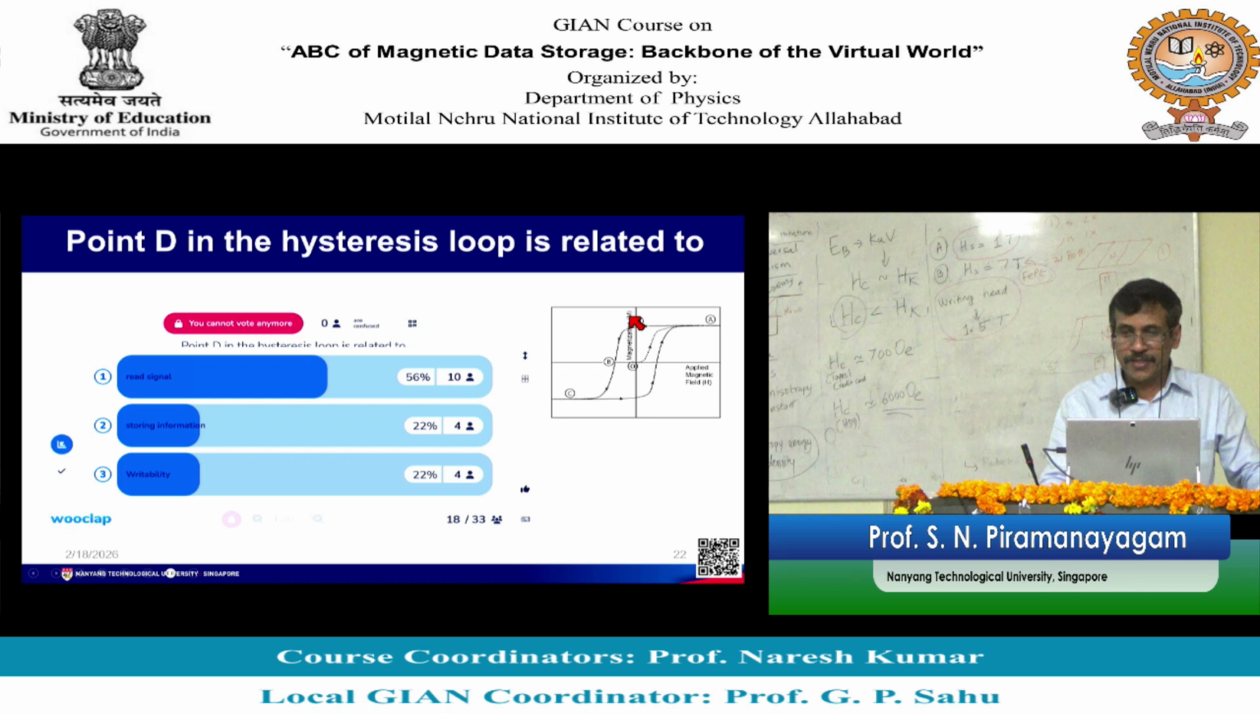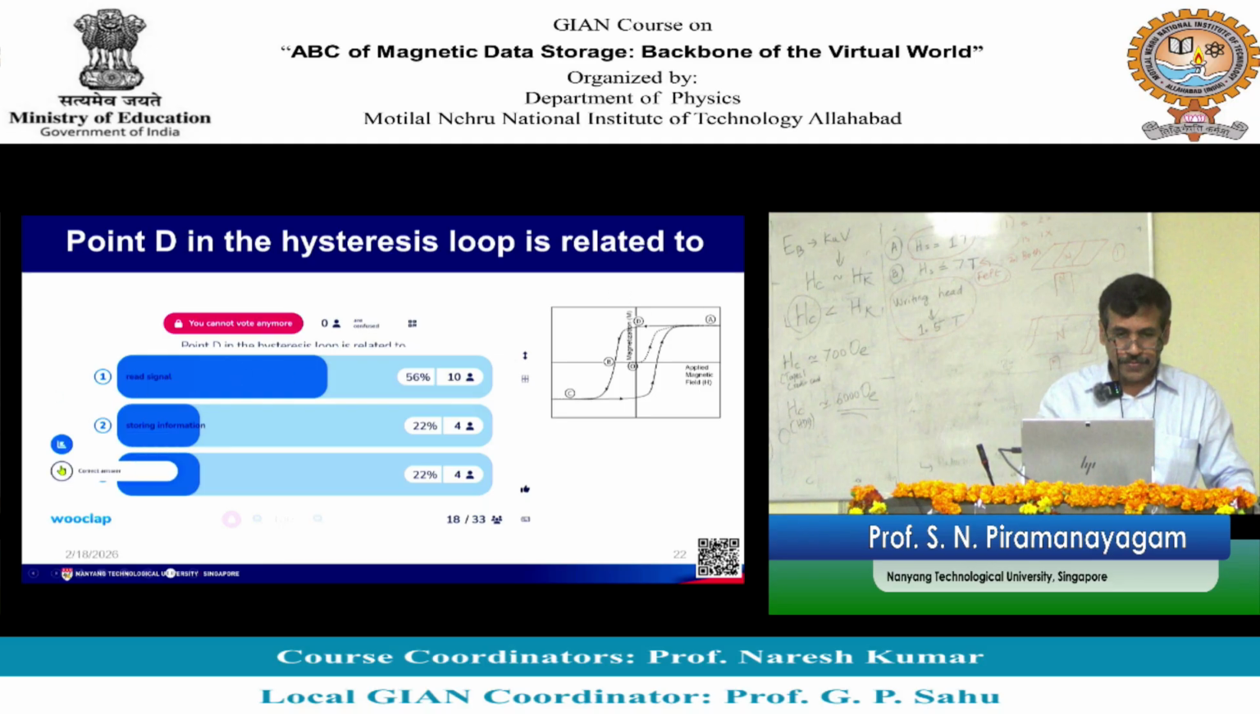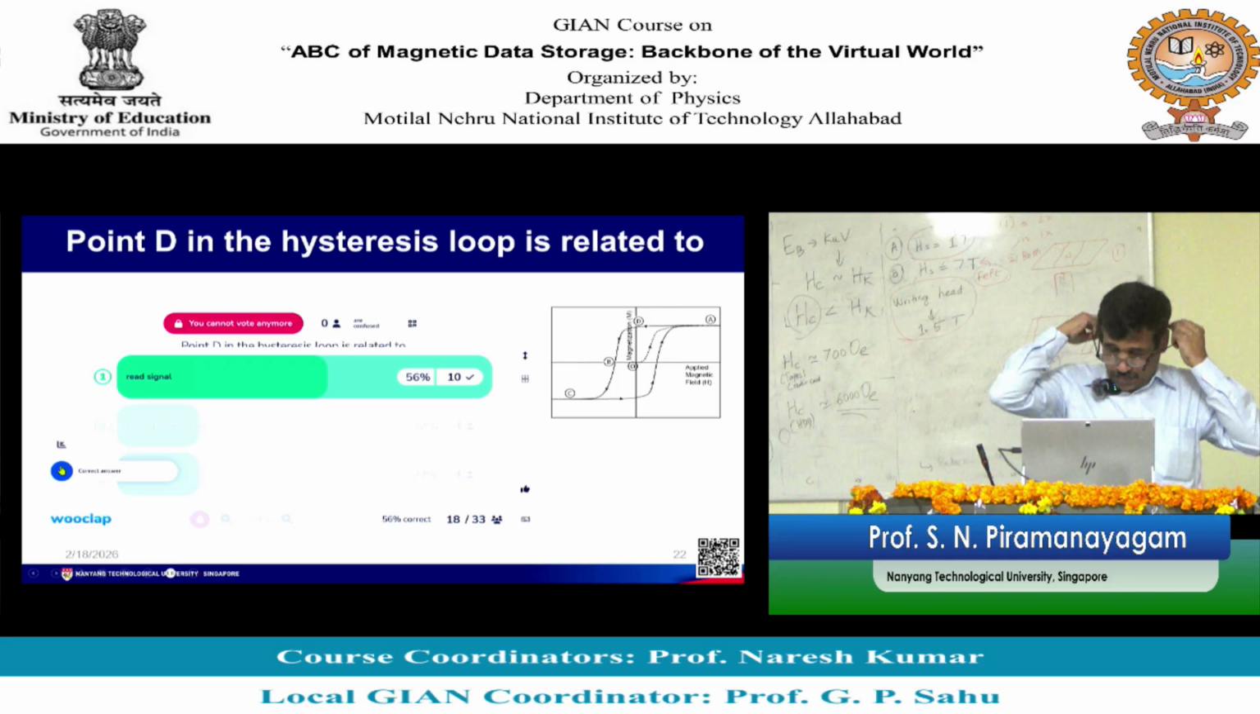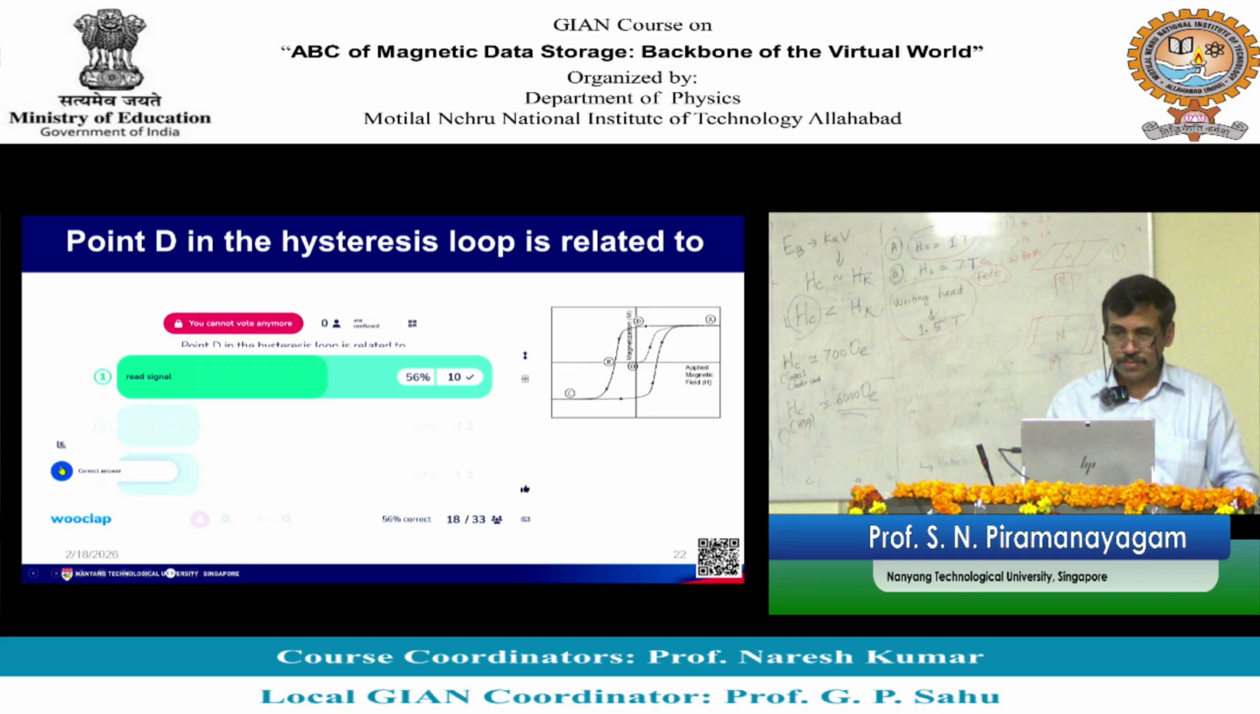What is point D? Remnant magnetization. I told you that the remnant magnetization is for reading information. So it's related to reading information. So 1 is the correct answer.